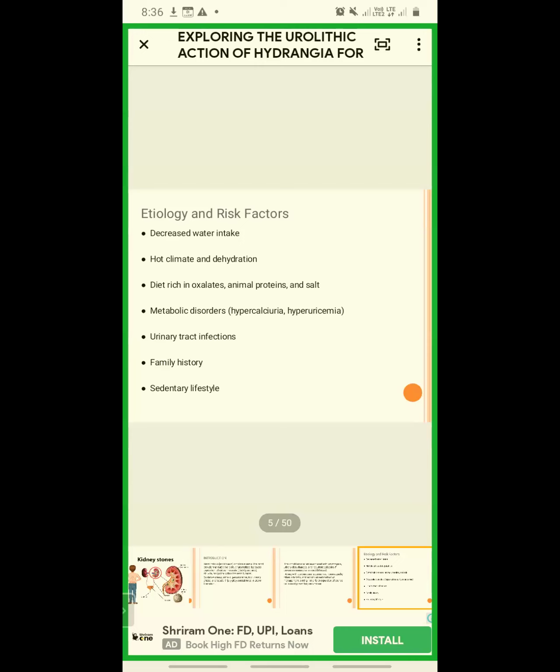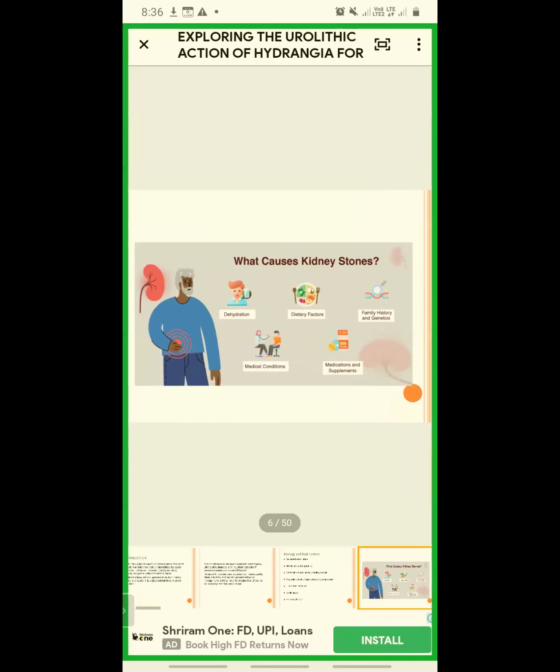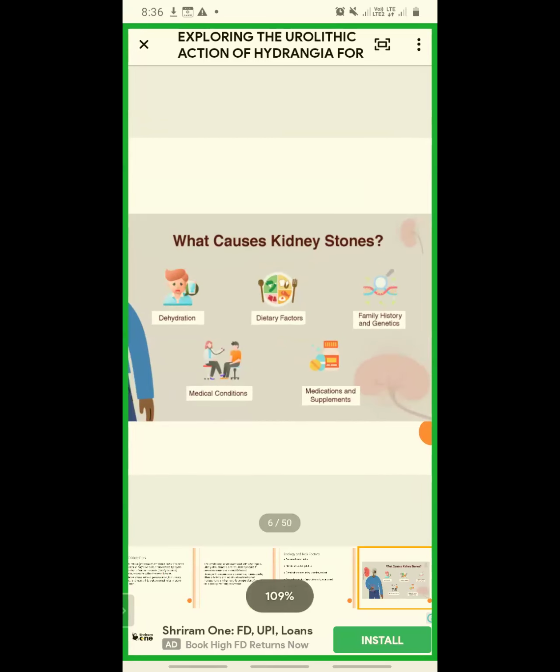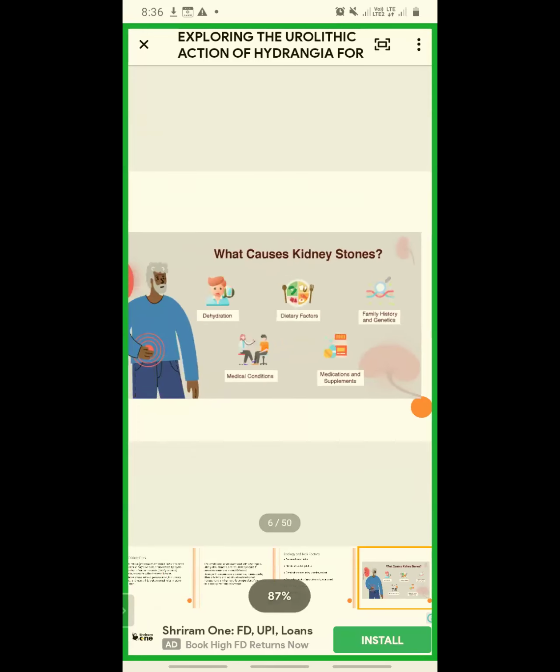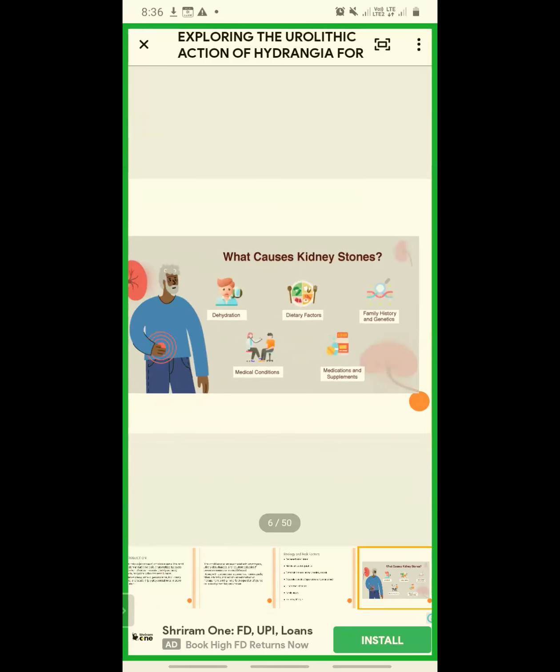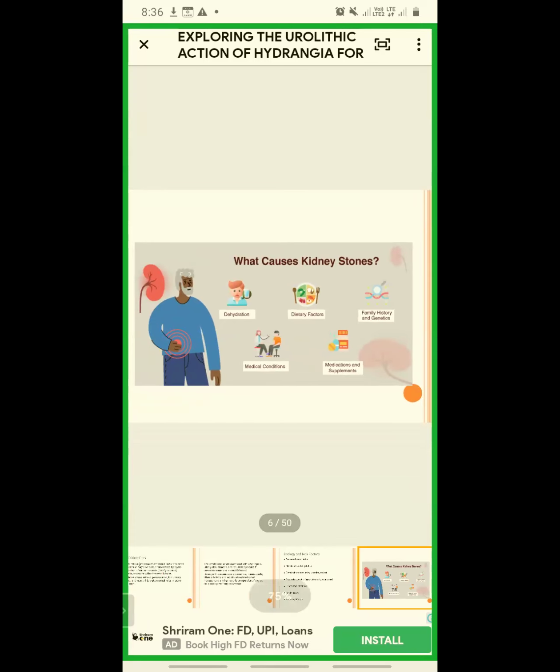So the most important etiological factors are decreased water intake, living in a hot climate, increased intake of food items rich in oxalate, animal protein, and salts, and also some metabolic disorders like hypercalciuria and hyperuricemia. Next, urinary tract infection and also family history along with a sedentary lifestyle. A few researches now available show that genetics also plays an important role behind kidney stones.